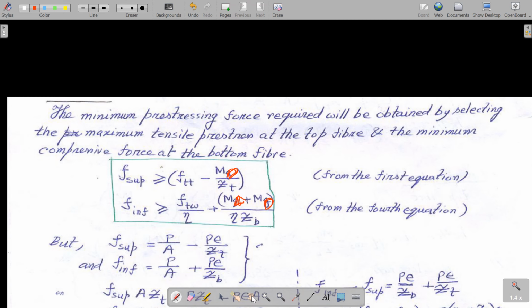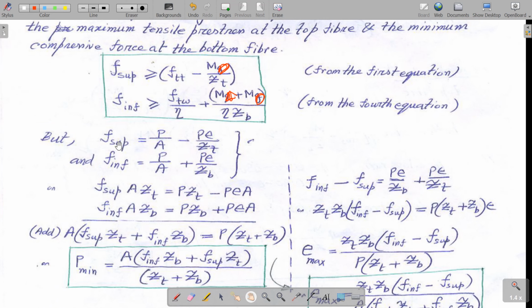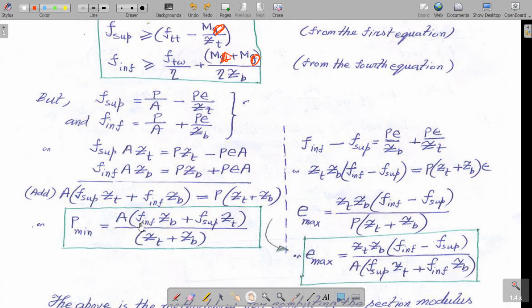But you have the general equations for F superior and F inferior: P/A - P·e/ZT and P/A + P·e/ZB. After adding these two equations and rearranging, you will get the value of the minimum pre-stressing force, that is, A into (F inferior·ZB + F superior·ZT) divided by (ZT + ZB).